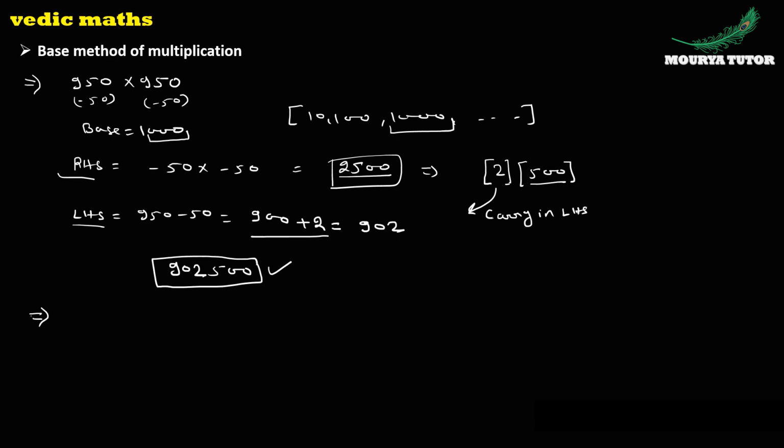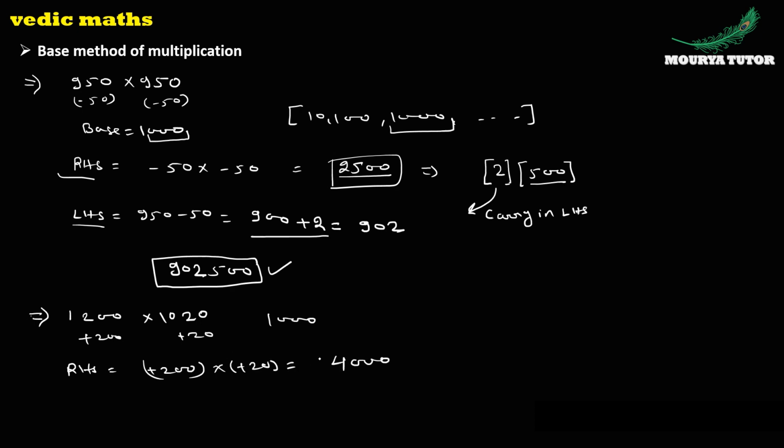Now let me take one more example. Now let's suppose we need to multiply these two numbers. So the base will be 1000, and the differences will be plus 200 and plus 20. Here, find out the RHS. The RHS will be plus 200 times plus 20, so you will get 4000.